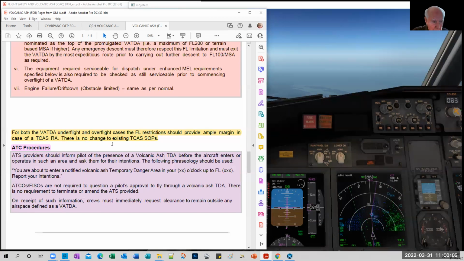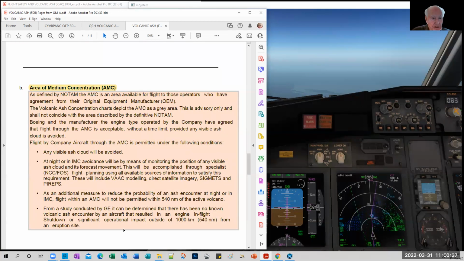ATCOs and FISOs are not required to question a pilot's approval. You follow your company SOPs. There is no requirement to terminate or amend the ATS provided. This is called airmanship. On receipt of such information, crews must immediately request clearance to remain outside any airspace defined by VATDA.